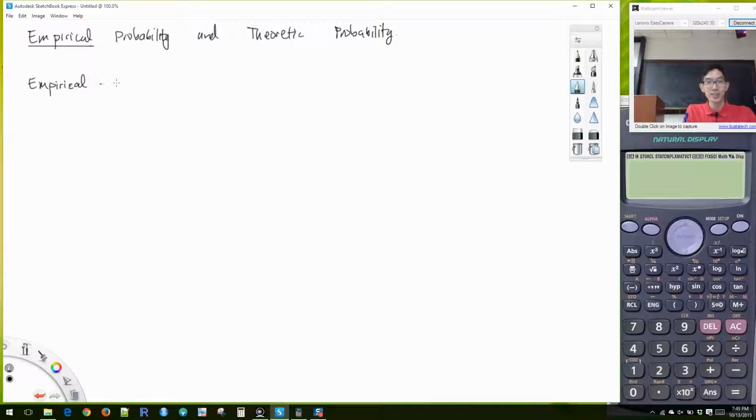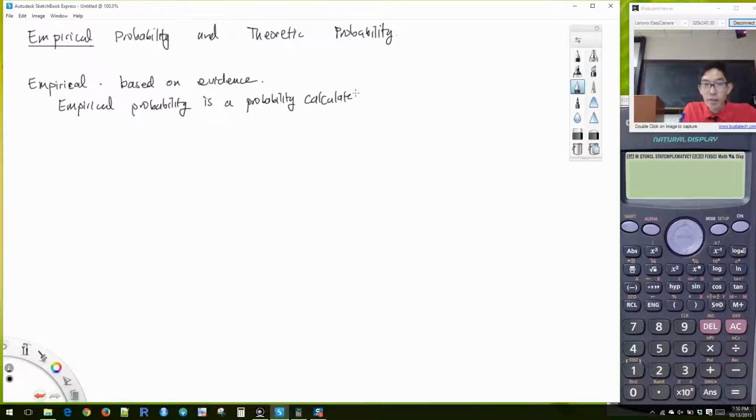Empirical means based on evidence. Okay? All right, well, that's what it means. So in our case, we're talking about probabilities based on evidence. So empirical probability is a probability calculated from actual observations.